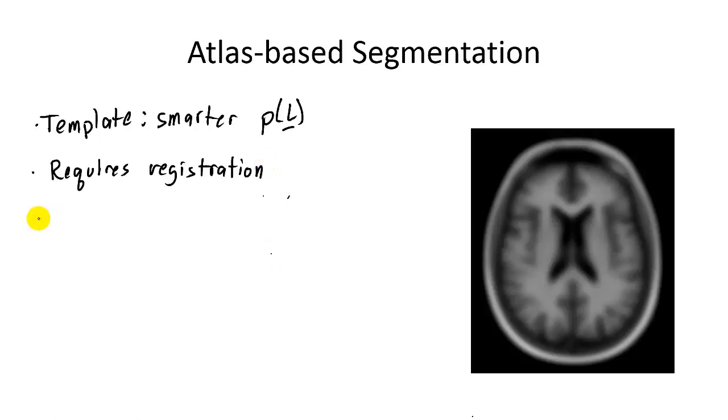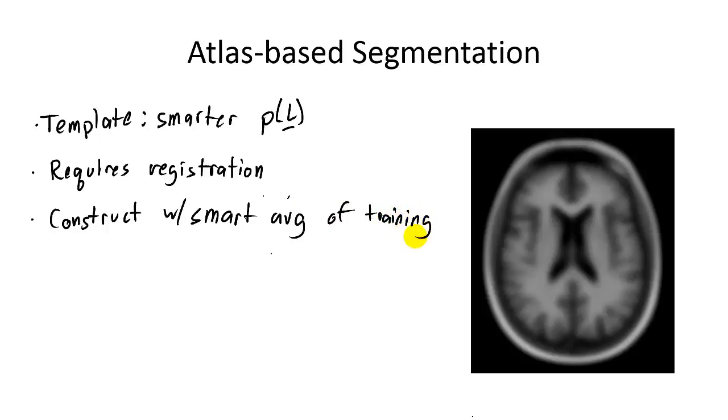So atlases are useful for giving us spatial information. They help us fix the spatial model that we had earlier and allow us to capture the information that this part of the image is more likely to be this, that part of the image is more likely to be that. They're usually constructed by intelligently averaging a bunch of training data. So we take a bunch of labeled images, average them together, align them together in some intelligent way, and that gives us an atlas.